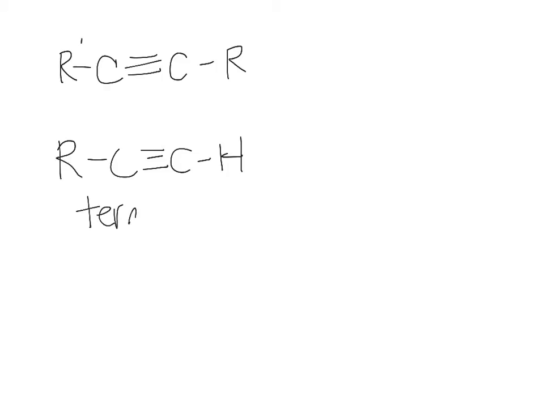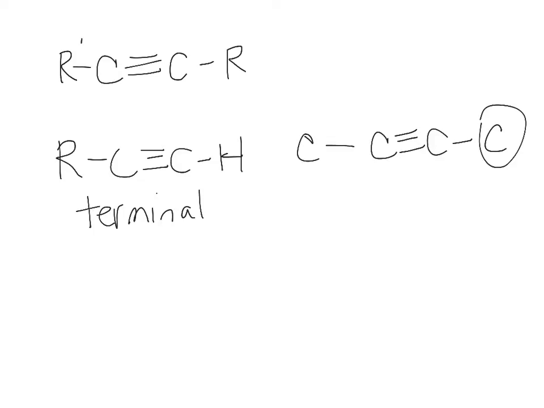And an internal alkyne would be one that has two different carbon groups coming off of it. So this carbon group over here could be anything, this carbon group over here could be anything, but it's an internal alkyne.